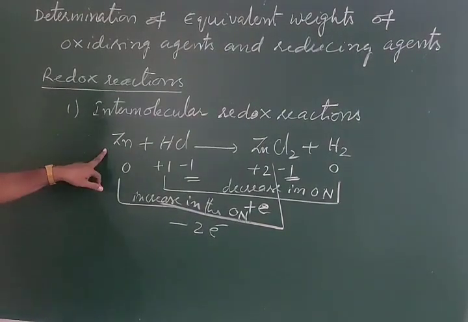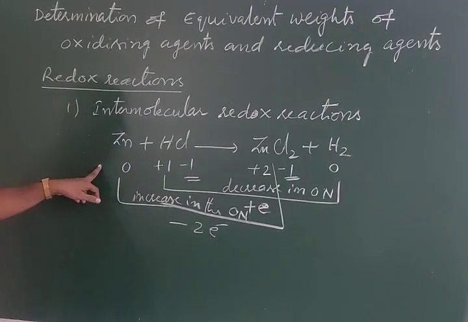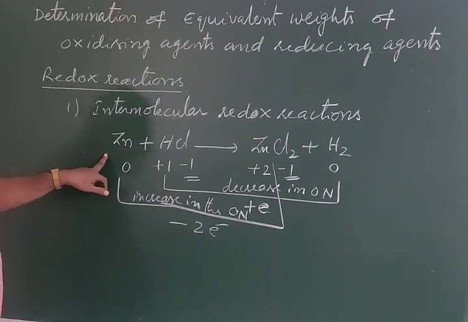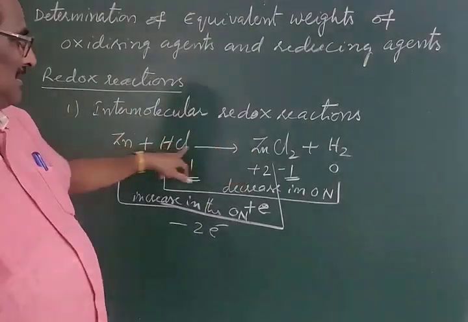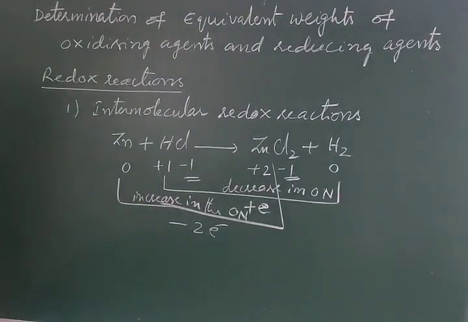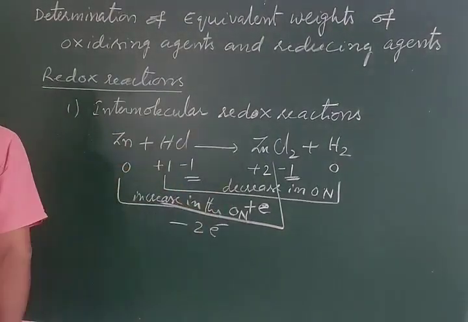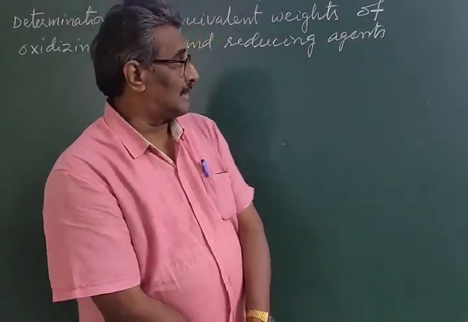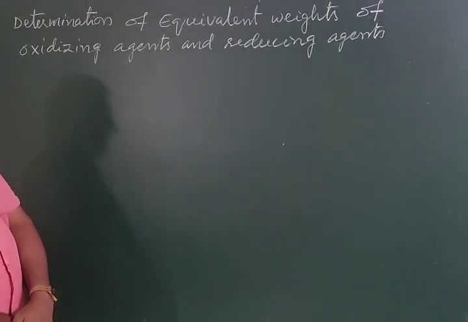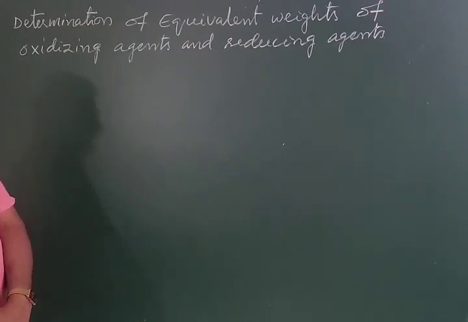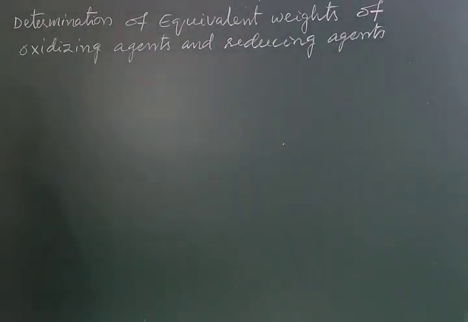That means zinc in one substance is undergoing oxidation and hydrogen in another substance is undergoing reduction. This kind of redox reactions are said to be the intermolecular redox reactions. Let us know how to find the equivalent weights of oxidizing agents and reducing agents in the redox reactions of intermolecular type.